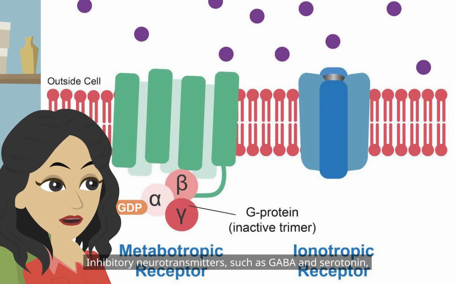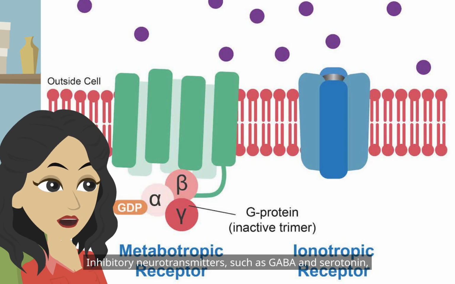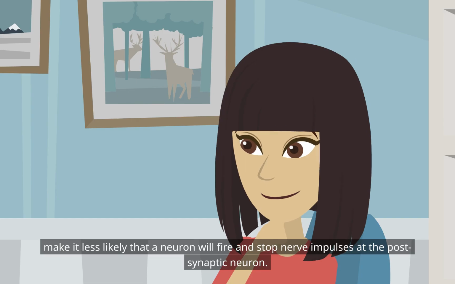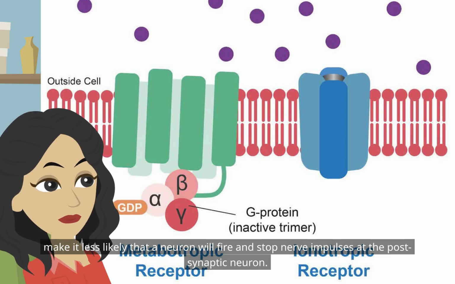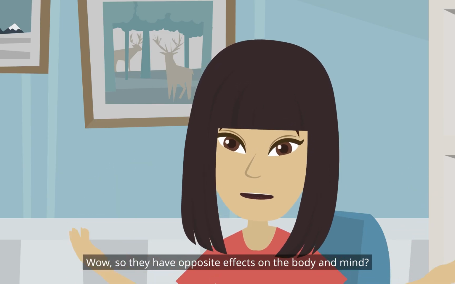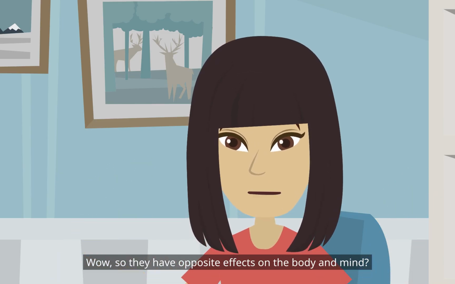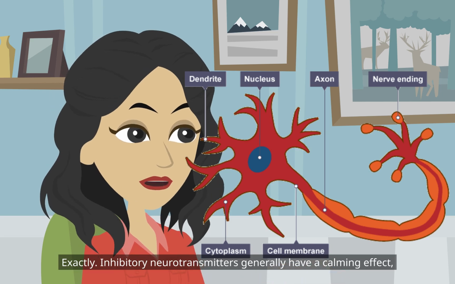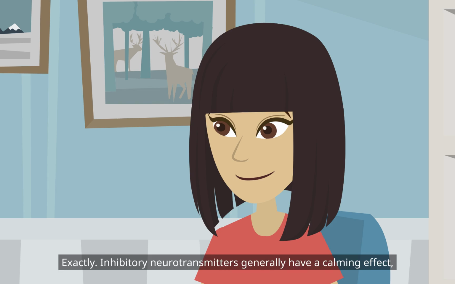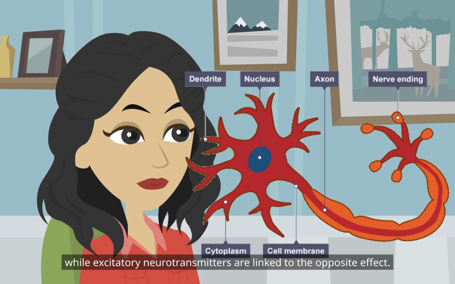Inhibitory neurotransmitters, such as GABA and serotonin, make it less likely that a neuron will fire and stop nerve impulses at the postsynaptic neuron. Wow, so they have opposite effects on the body and mind? Exactly. Inhibitory neurotransmitters generally have a calming effect, while excitatory neurotransmitters are linked to the opposite effect.